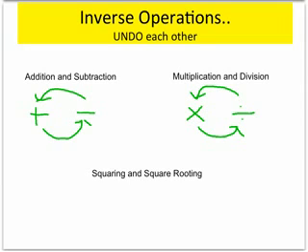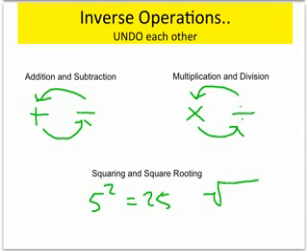We've been talking lately about exponents. The inverse operation of squaring something, 5 squared, once again, means 5 times 5. The inverse operation of squaring something is called square rooting it. If we square 5, we get 25. If we take the square root of 25, we end up right back at 5. So, squaring and square rooting are inverse operations of each other.